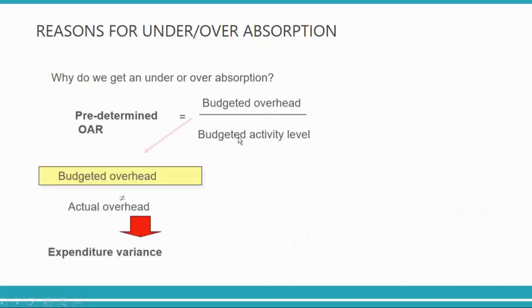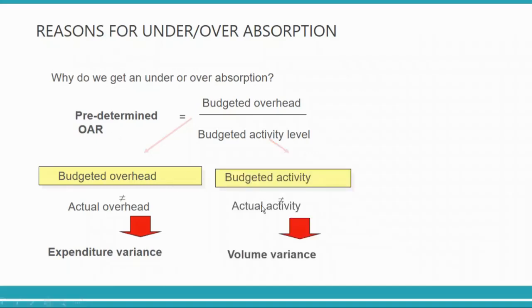But in reality, your budgeted overheads are not equal to actual overheads because you actually spent more. That gives you an expenditure variance. Variance means the difference, because your budgeted overheads and actual overheads are different, and therefore the OAR becomes different. Or maybe the budgeted activity is not equal to the actual activity. Like my budgeted activity was 1000 tables, but actual activity may be 900 tables, maybe 1100 tables. So this is the reason why your estimate and your actuals do not become equal.